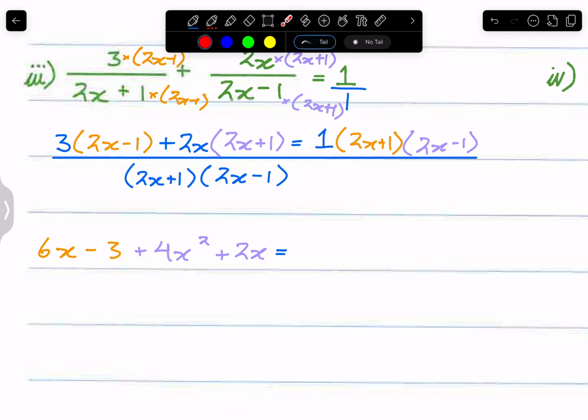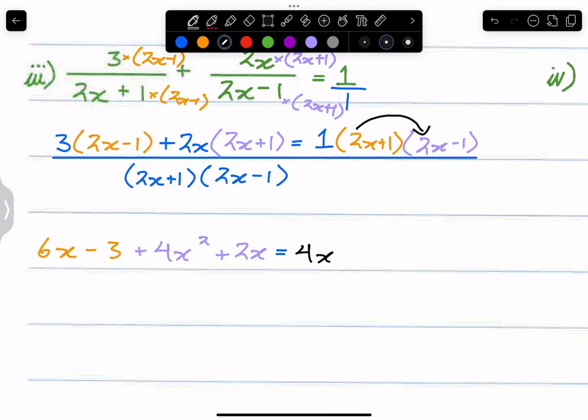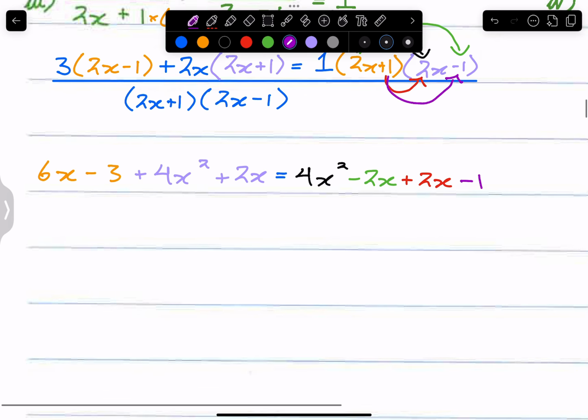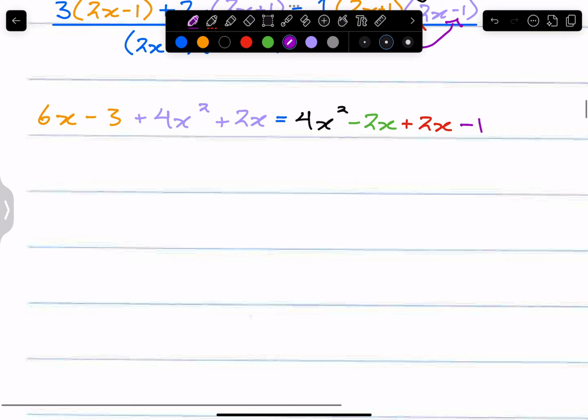Okay, so following along again, 2x times 2x, let's do this using colors, that becomes 4x squared. In green, 2x times negative 1 is negative 2x. In red, 1 times 2x is plus 2x. And in dark purple, 1 times negative 1 is negative 1. So we are now up to this step.